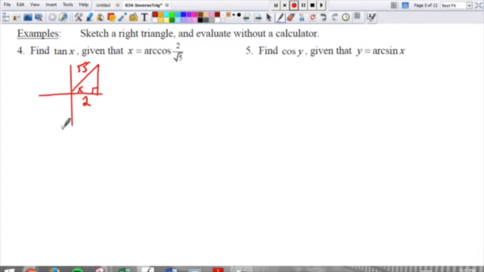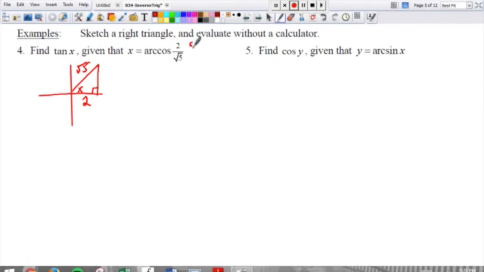Could you have put x anywhere you wanted? Yeah, not the right angle, obviously. It would have flipped things around, but it's fine. I like doing it this way. Positive 2, root 5, root 5.